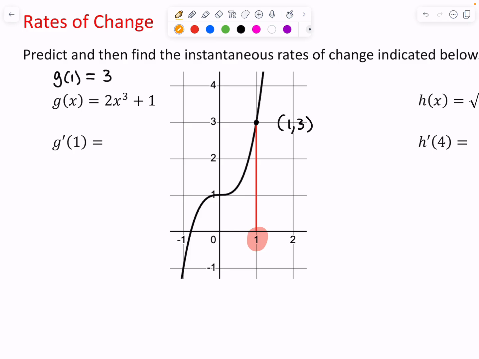Now you have to imagine a tangent line. This line is not a tangent line. It does go through the point 1, 3, but it does not indicate how steep the curve is. This line is a better approximation of what the tangent line would be. Clearly it has a positive slope.